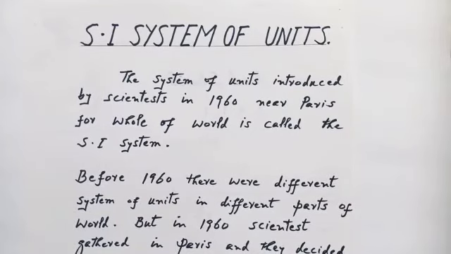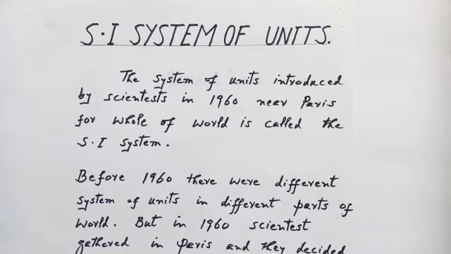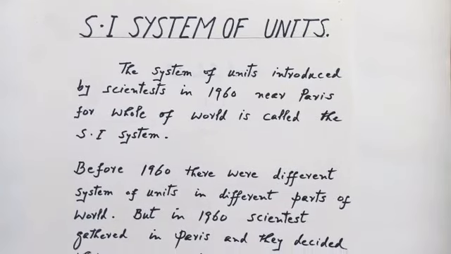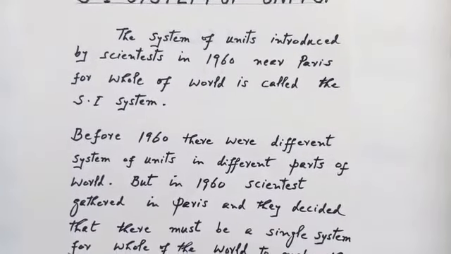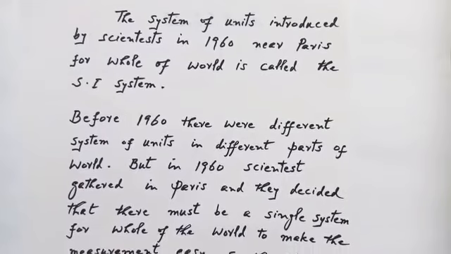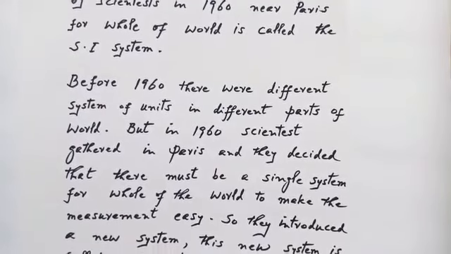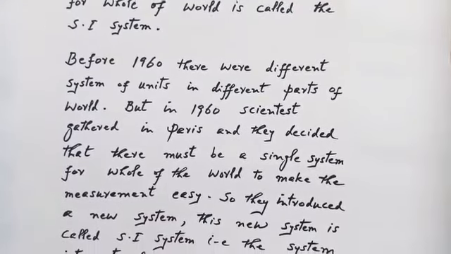Before 1960, there were different systems of units working in different parts of the world. But in 1960, there was a conference of the scientists near Paris. In that conference, it was decided that there must be a single system for whole of the world. So they introduced a new system for the whole world. This new system is called the System International or SI system.